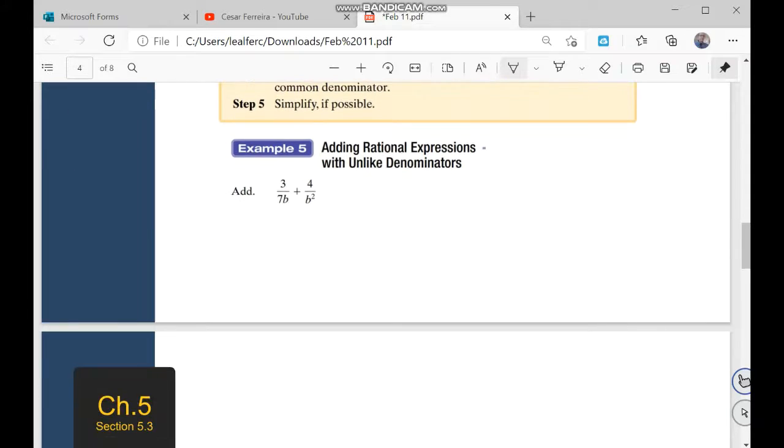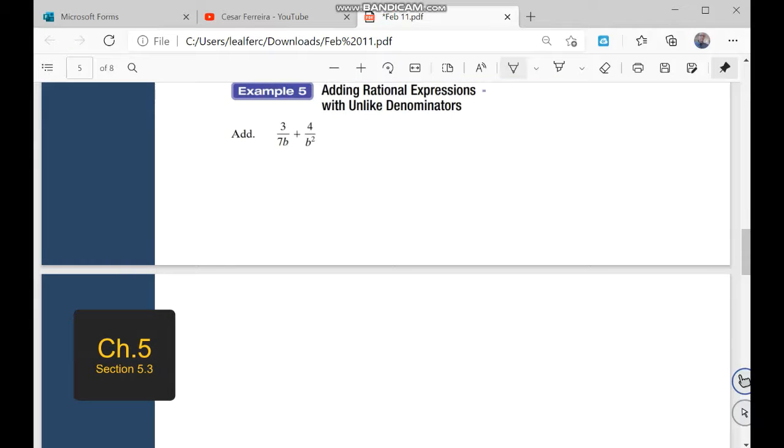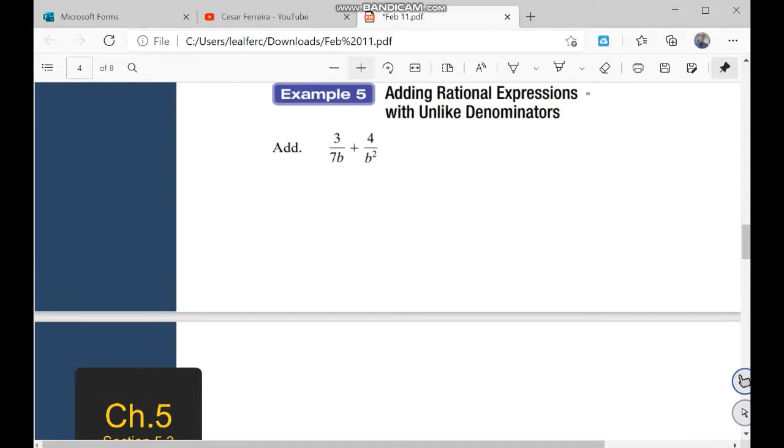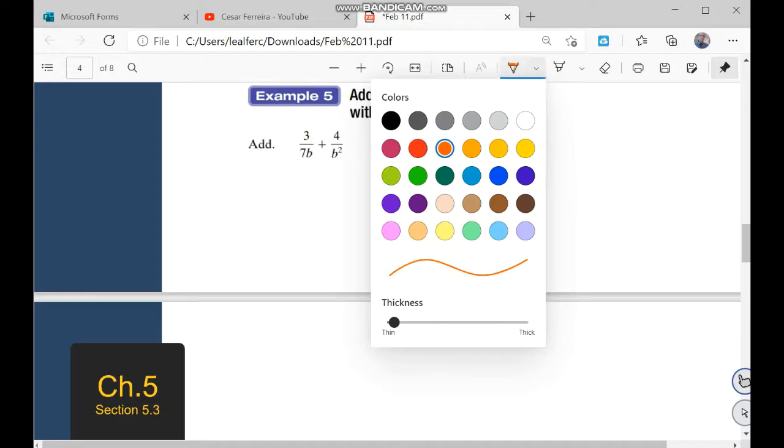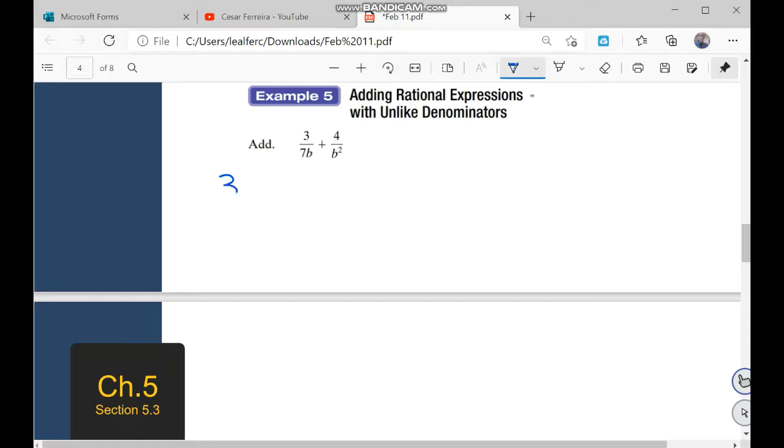Check the example. We have a simple example. Let's work on this example to try to understand. Okay, and then we have 3 over 7b plus 4 over b squared. Cool. We want to add these two fractions, or these two rational expressions that have different denominators.